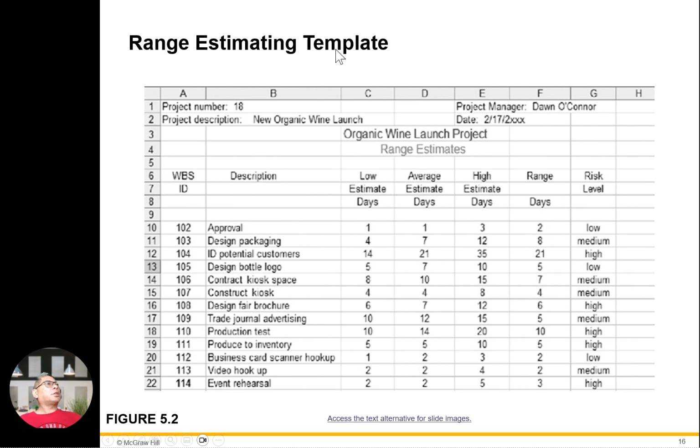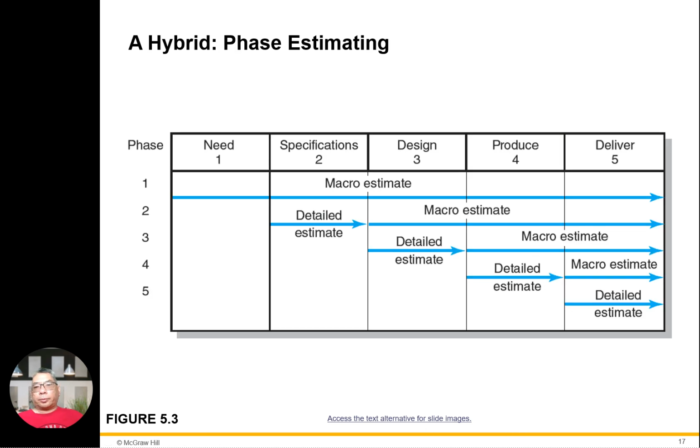Estimating system. This is based on estimate as well. Wide, low estimate, average estimate, high estimate, and range here. Hybrid phase estimation from phase 1 to 5: from the need, specification, design, produce, and deliver.